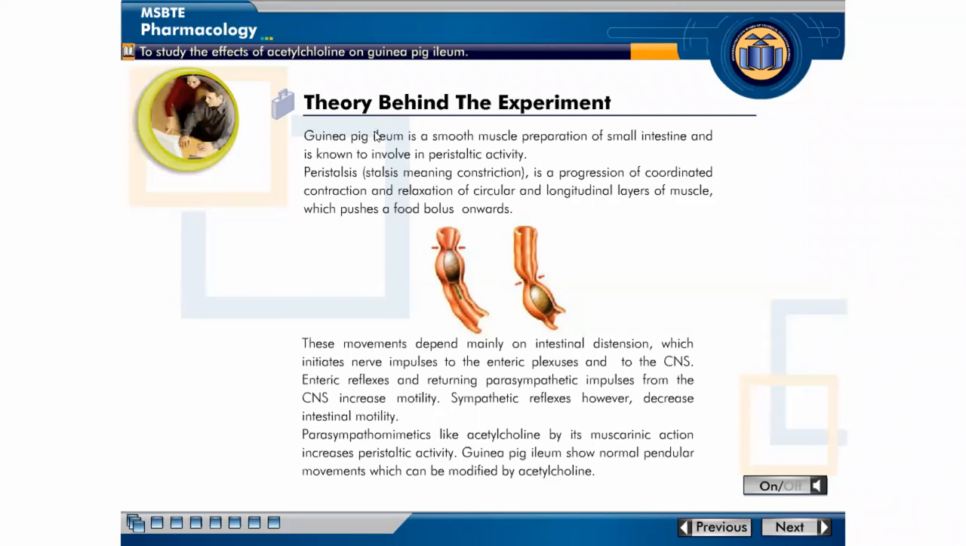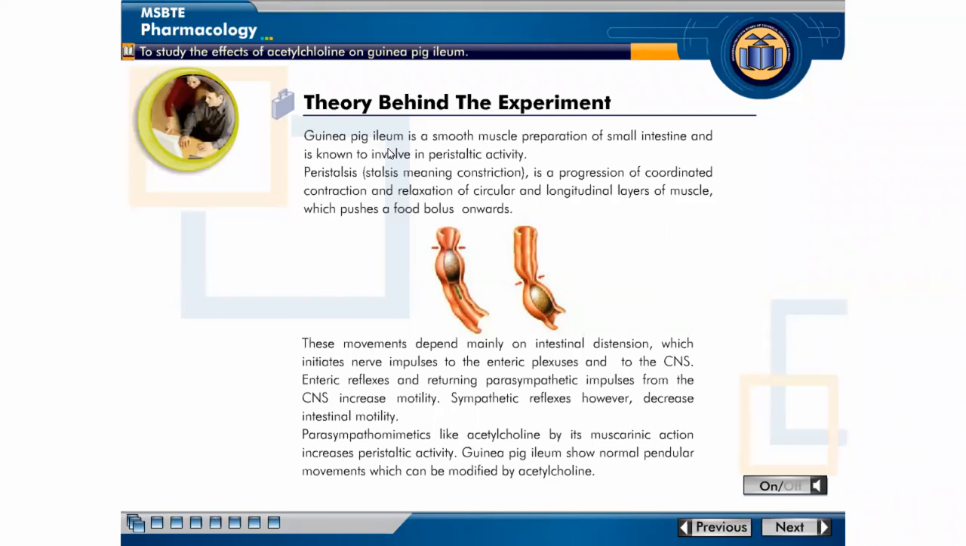Firstly, in the theory of this experiment, you have to write which part of animal is used, in which guinea pig ileum is used. Ileum is a smooth muscle preparation of the small intestine of guinea pig. Then secondly, what is peristalsis? Peristalsis is a coordinated contraction and relaxation, either in the circular or in the longitudinal layer, which pushes food material in the body.